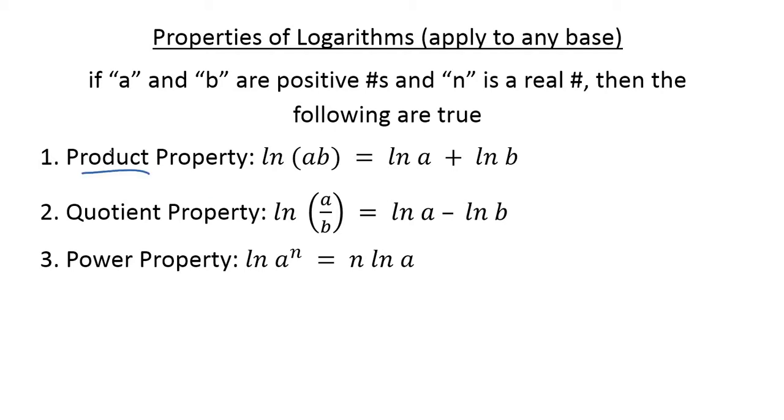Product property. Of course, product means multiplication, right? So if you've got the log of something multiplied, you can break it up into a sum: log of a plus log of b. Now these are natural log, I'm just saying log here. Quotient. Of course, that means division, right? So natural log of a over b, break it up. Very similar, right? Here they're added for product, you just subtract them here.